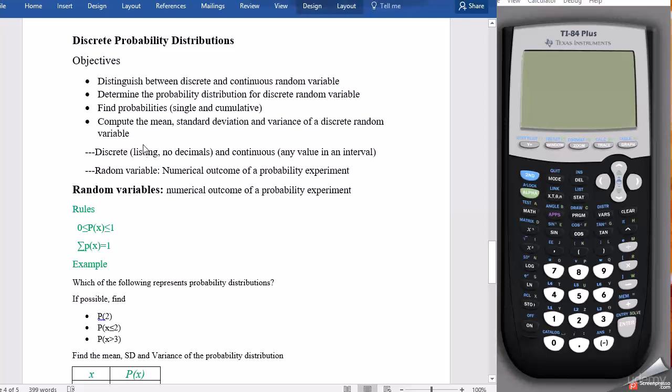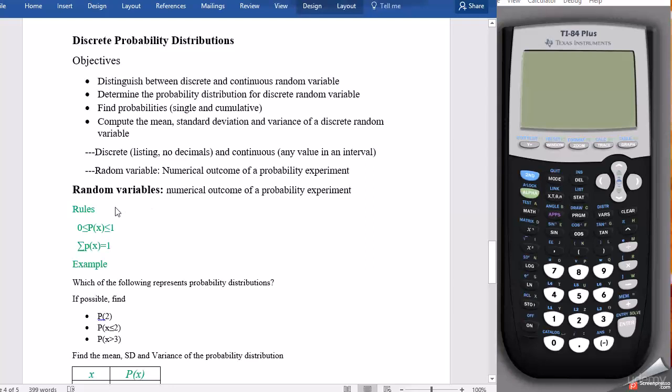These are the objectives. We're going to distinguish between discrete and continuous random variables. We're going to decide if a given distribution is a probability distribution. We'll find the probabilities, both single and cumulative, and of course we're going to compute the mean, standard deviation, and variance of a discrete random variable.